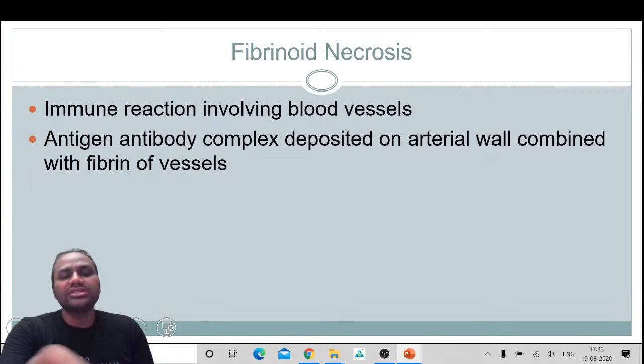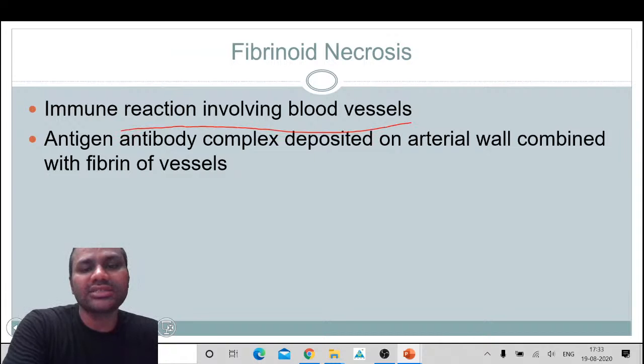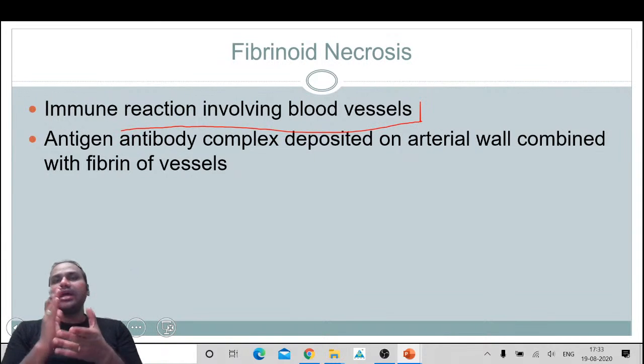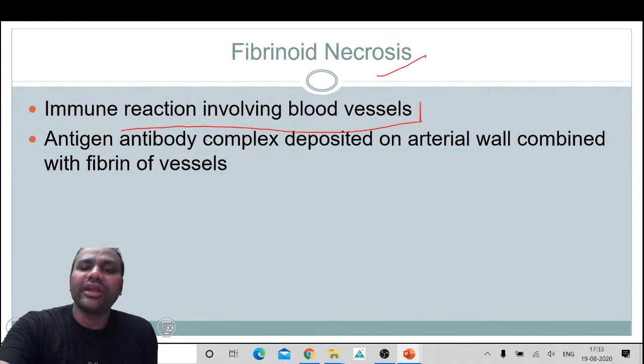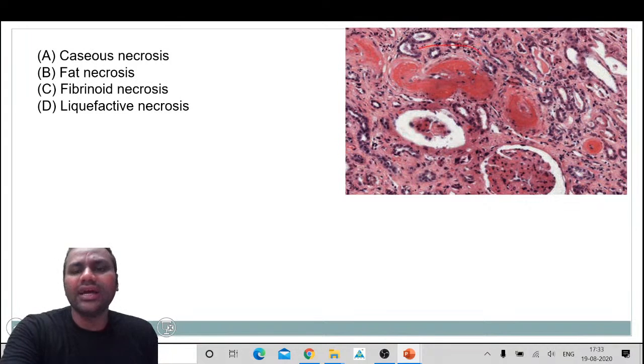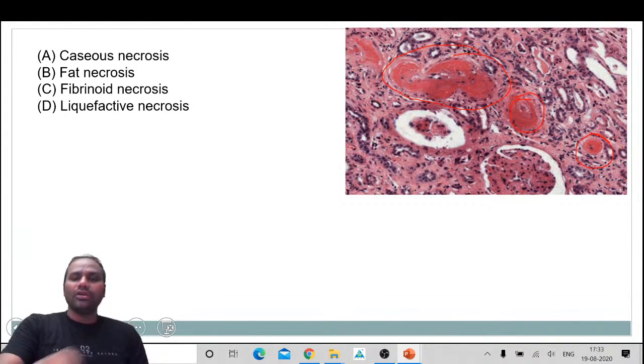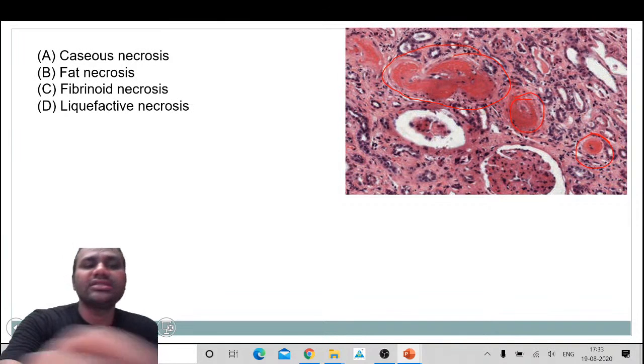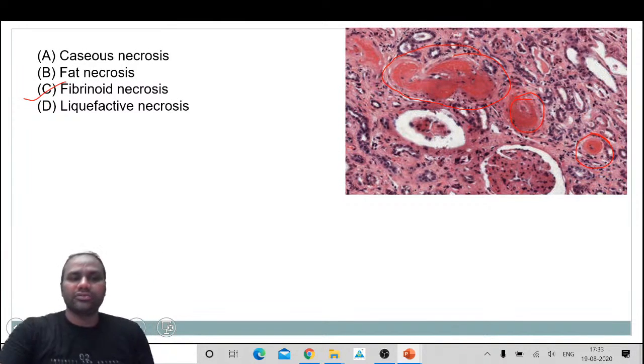Fibrinoid necrosis is an immune reaction in the blood vessels. Antigen-antibody complexes will result in fibrinoid necrosis. This will show a complete pinkish area, like this. So these are all fibrinoid necrosis, and the answer to this question will be fibrinoid necrosis.